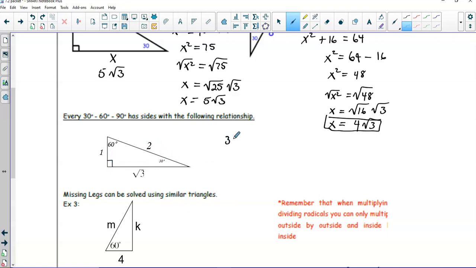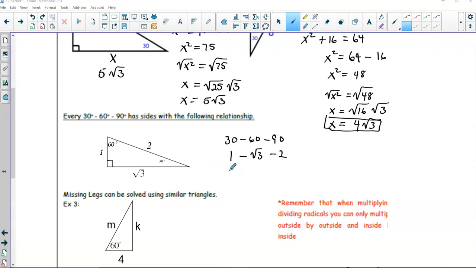When you look at the formula chart, you will see that 30, 60, 90, and across from 30, you have 1. Across from 60, you have the square root of 3. And across from 90, you have 2. Okay, and that's your basic way they write it down in your formula chart. So take a note of that, and I'm going to show you how to use that.